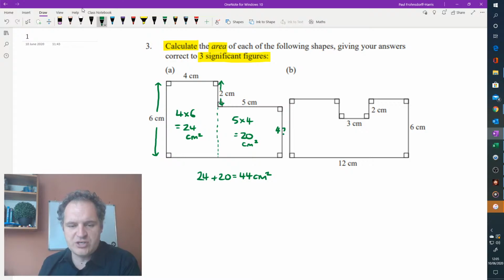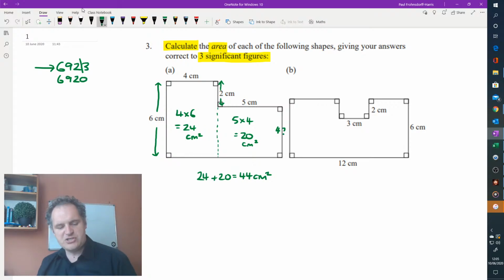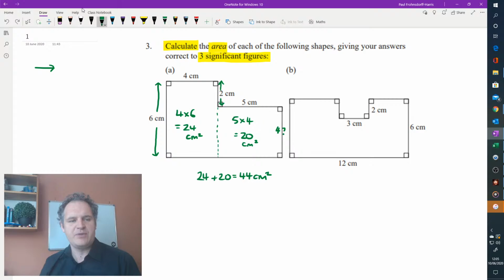This has only got 2 significant figures. Significant figure means from the front of the number. So let's say I had 6,923. I would go 1, 2, 3, and I'd only include those. So it would be 6,920. However, this is not big enough that I need to do that. Therefore, I don't change it at all.